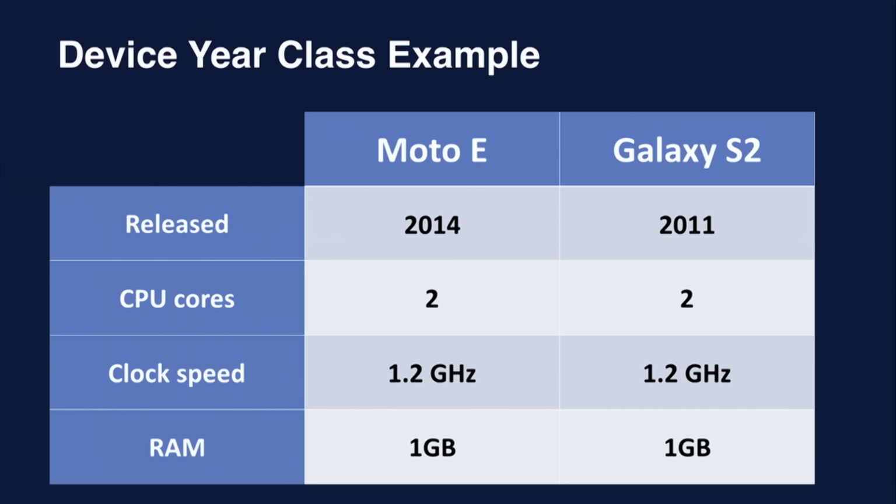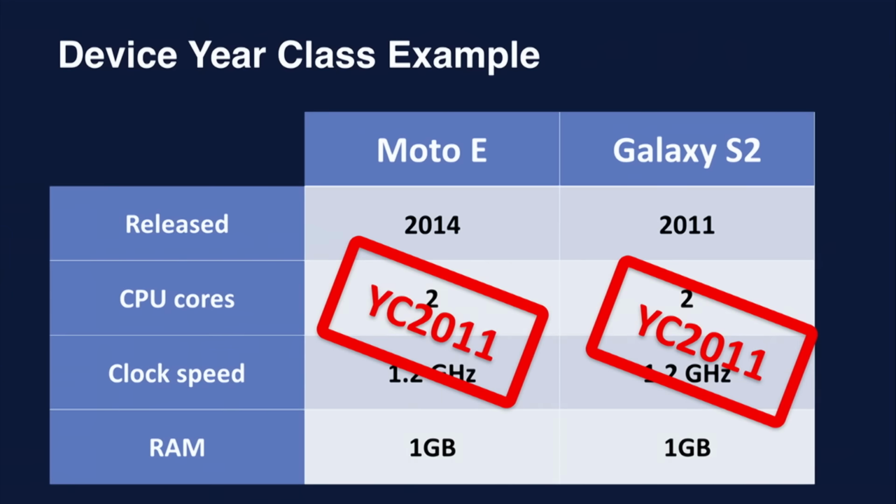Moto E here is a recent, pretty popular device from Motorola. It came out in 2014, but it has these characteristics: 2 CPU cores, 1.2 gigahertz clock speed, and 1 gigabyte of RAM. Let's compare it with the Galaxy S2, a very popular device from 2011. It has very similar characteristics as far as these 3 go, and in 2011 that was the flagship device. So as a result, we say both of those devices are year class 2011 devices.